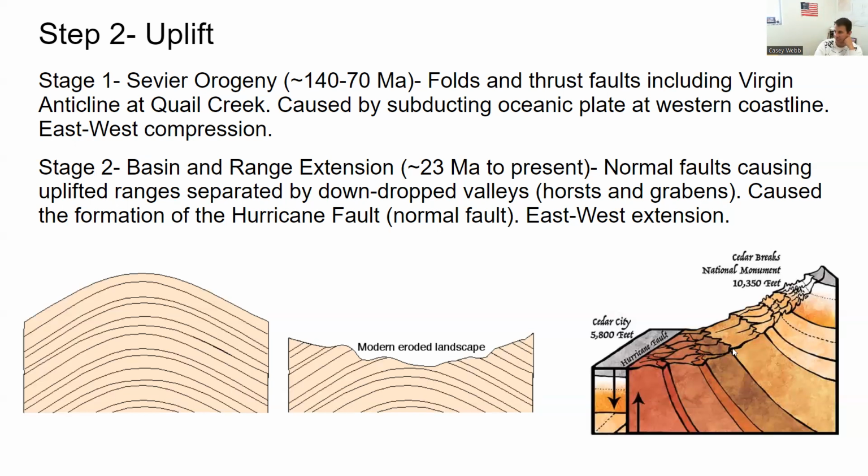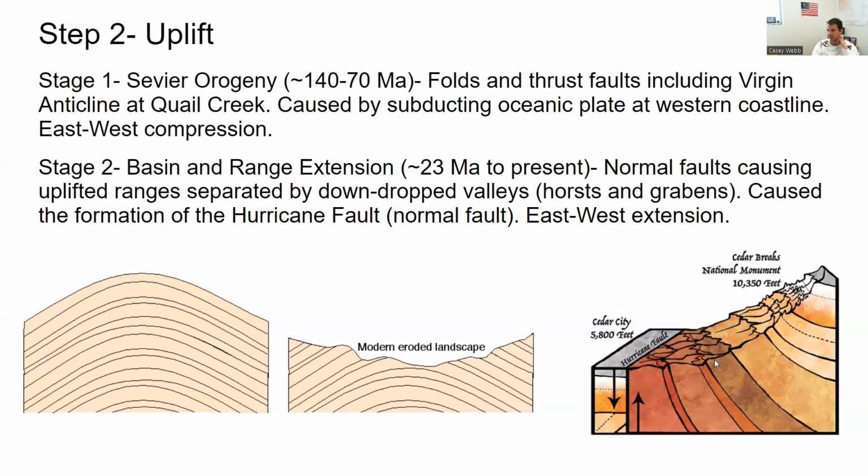All right. So here on the lower right, we see a cross-sectional diagram of the Hurricane Fault near Cedar City, where we have all these older layers of rock. And then we have the valley next to it. So the valley has been dropped down. The layers that are existing over here, this would be the footwall block. This would be the hanging wall block. So the layers over here have been dropped clear down into the subsurface. So you have to basically drill a hole a few thousand feet down to find those layers.